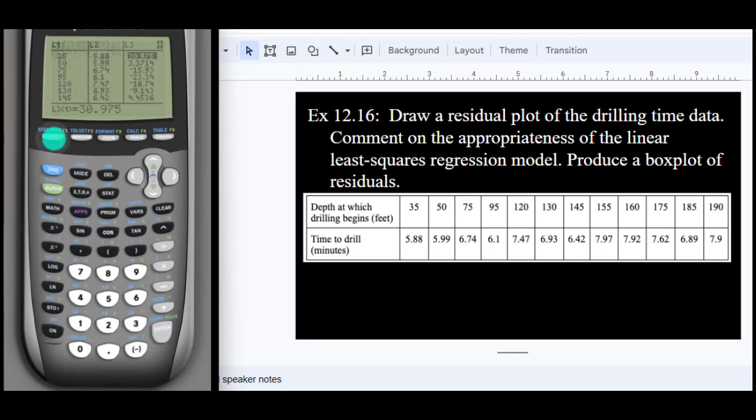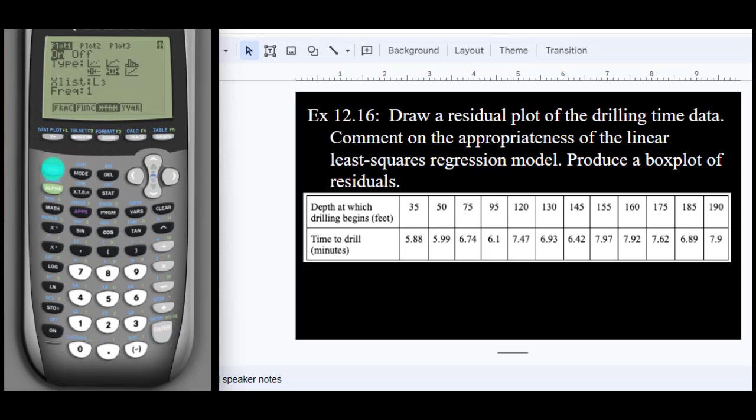So we're going to go second y equals. Number 1 is still on, and that's fine. But we're going to go down to type. And the box plot, if you remember, is going to be this option right here. So we're going to hit enter there. And we're going to go to X list, and once again we're going to put in L3. So second 3 turns that into L3. And then we're just going to go zoom 9 to give us the best picture.